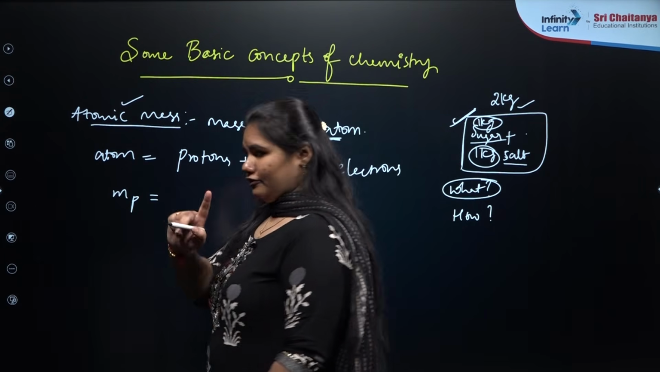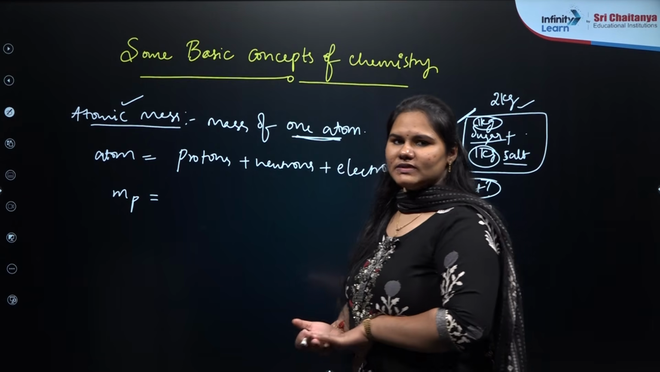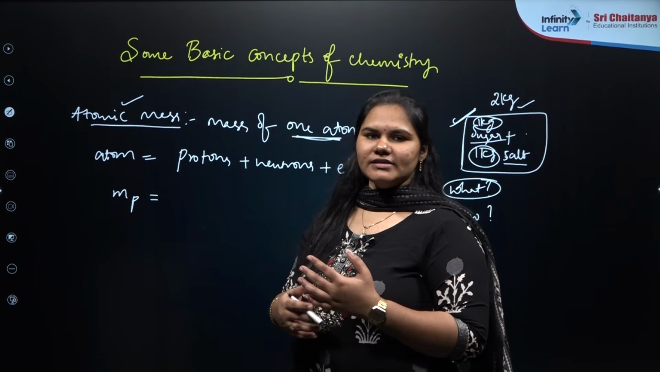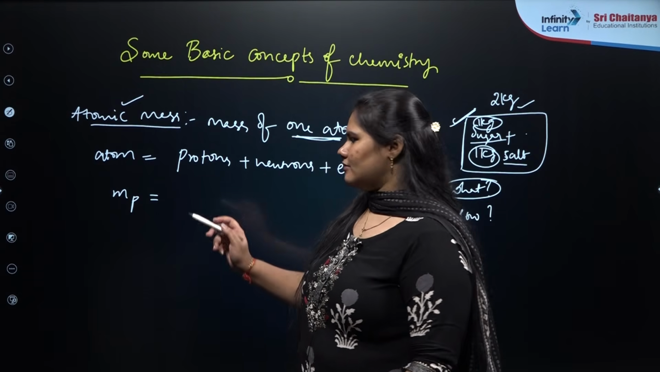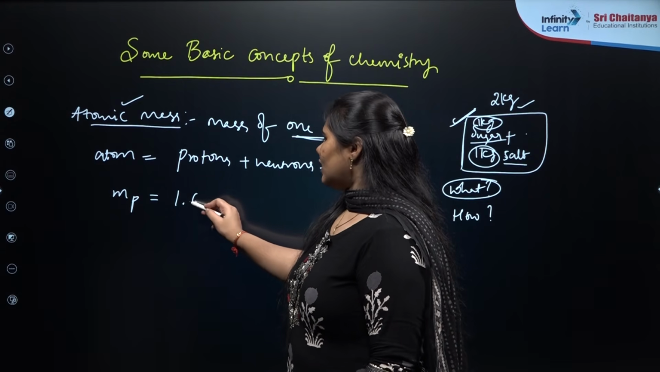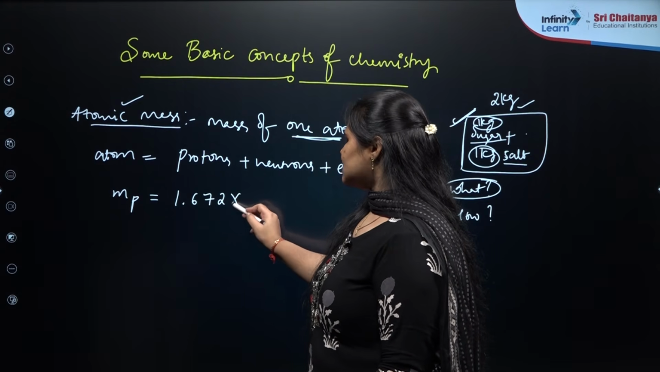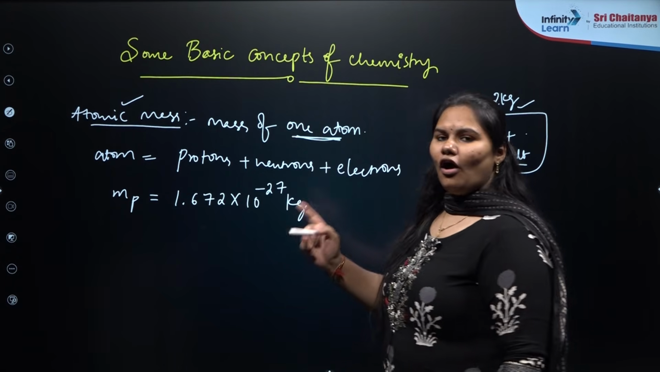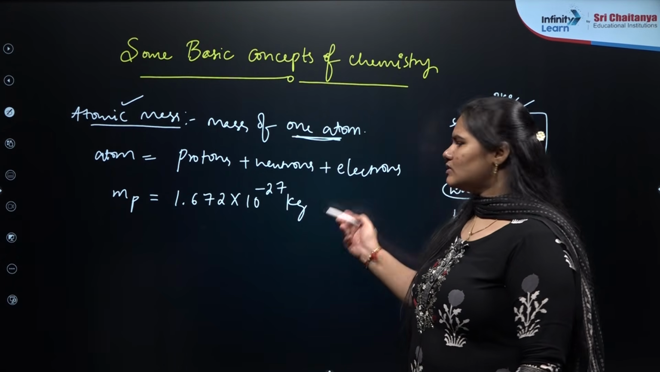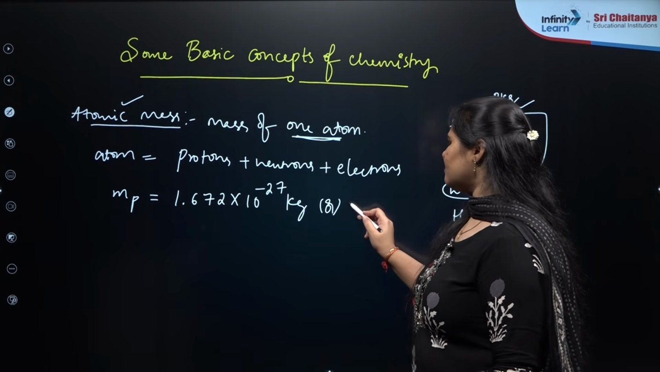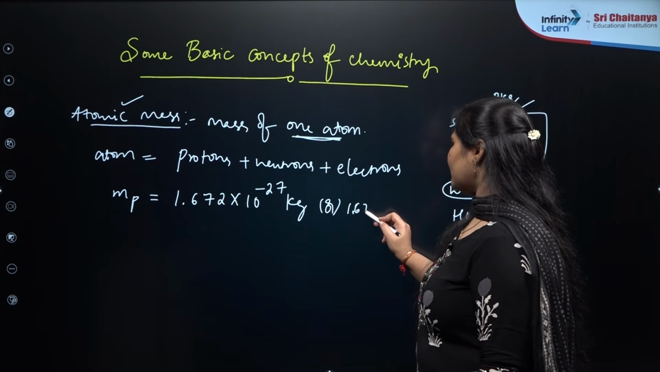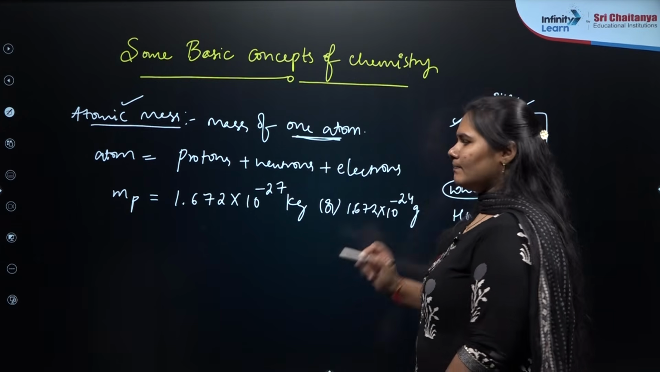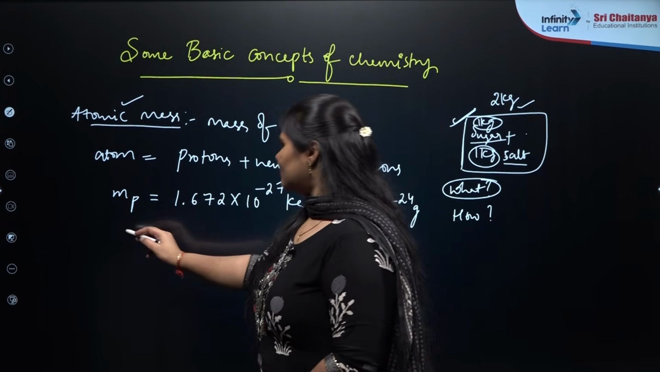The mass of one proton was calculated by Thomson by the cathode ray tube experiment and all of that, which we will discuss slowly in the structure of atom chapter. The mass of one proton is 1.672 × 10^-27 kg, or we can convert it into grams also. 1 kg is 10^3 grams, so it will become 1.672 × 10^-24 grams. This is the mass of one proton.